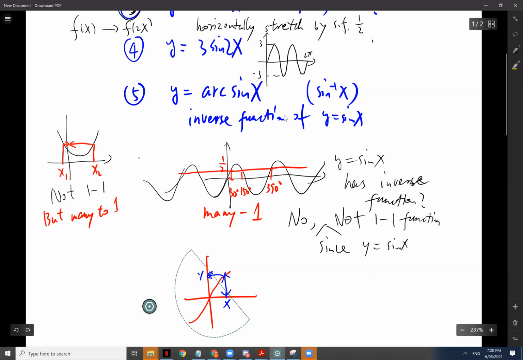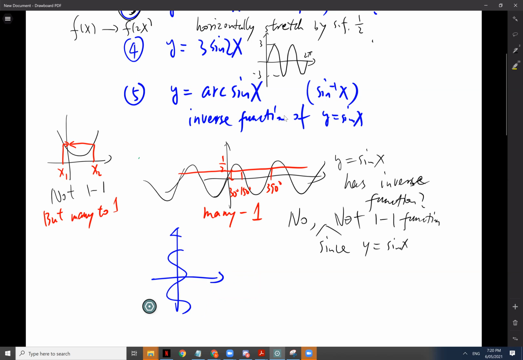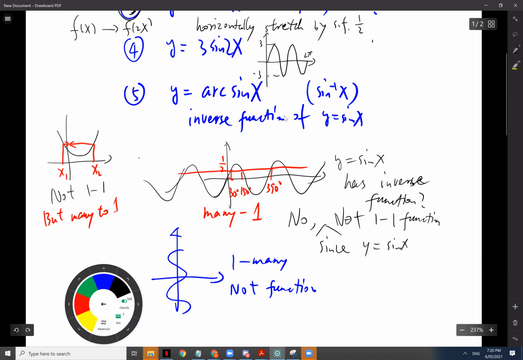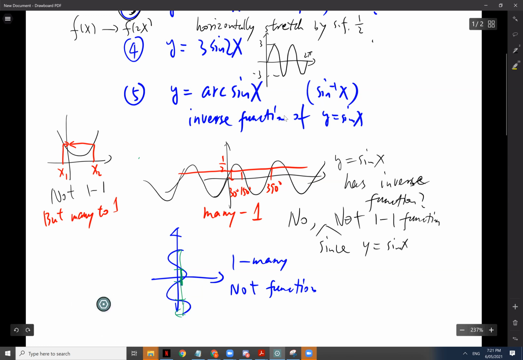If you sketch this one, this is not a function. This is called one to many, because one x value gets so many y values. Any x value here gets y value, y value, y value. You get so many y values. One to many, not a function.